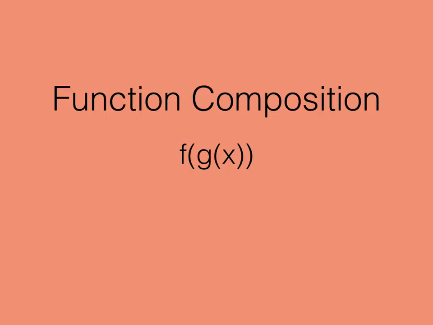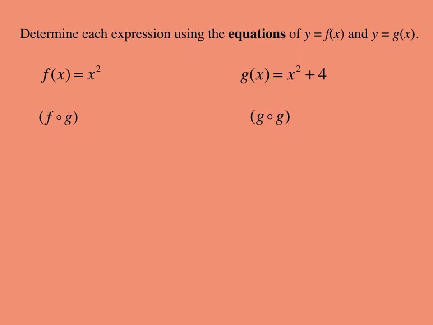Function composition, we'll be looking at f of g of x. Here we have a function that is given to us as f of x, it's quadratic, f of x equals x squared, and another quadratic function for g of x, which equals x squared plus 4. And to find f of g, we can look at it as f of g of x, which is another way of writing f of x squared plus 4. So I'm going to use as an input x squared plus 4 in my f of x function.